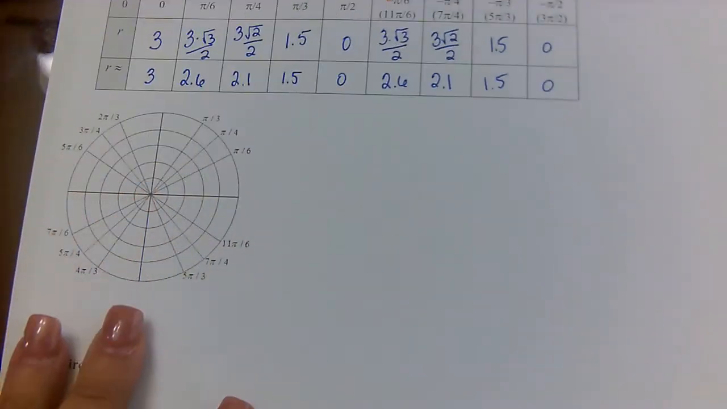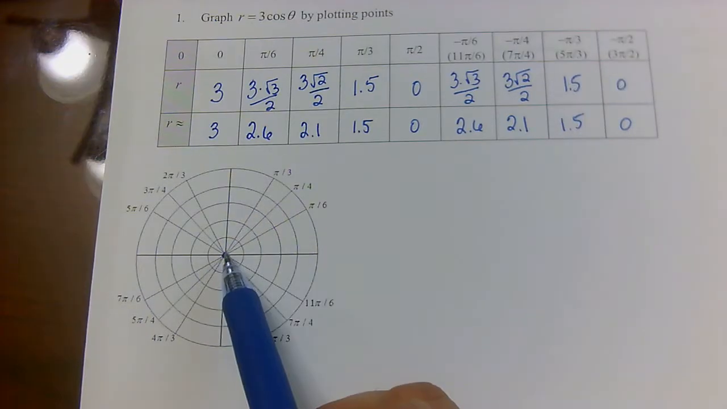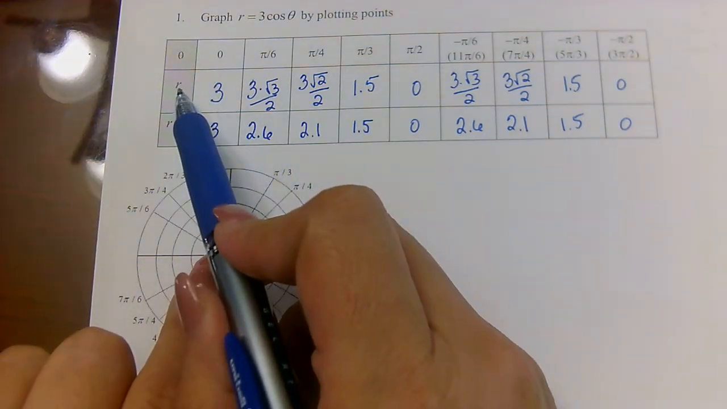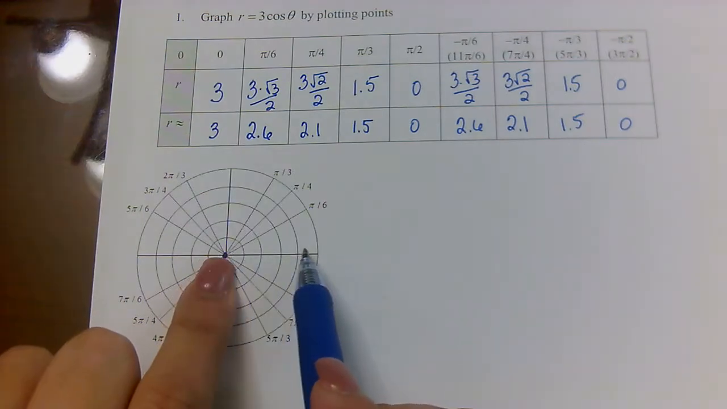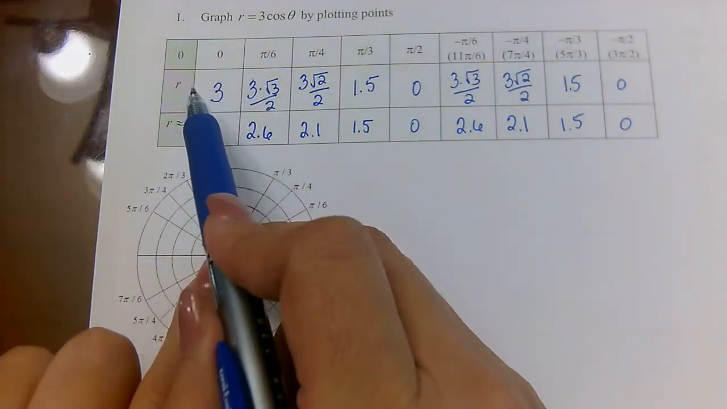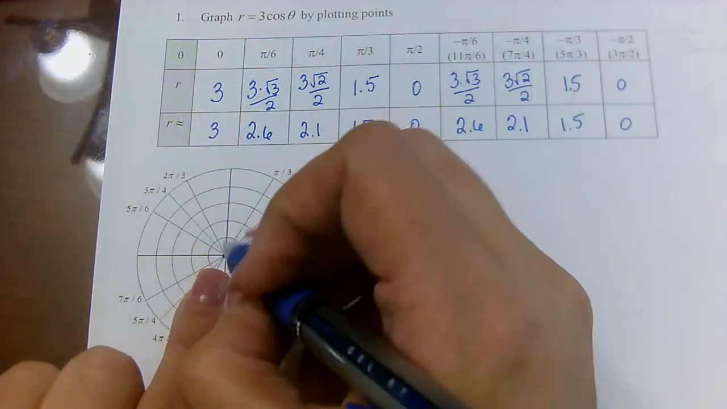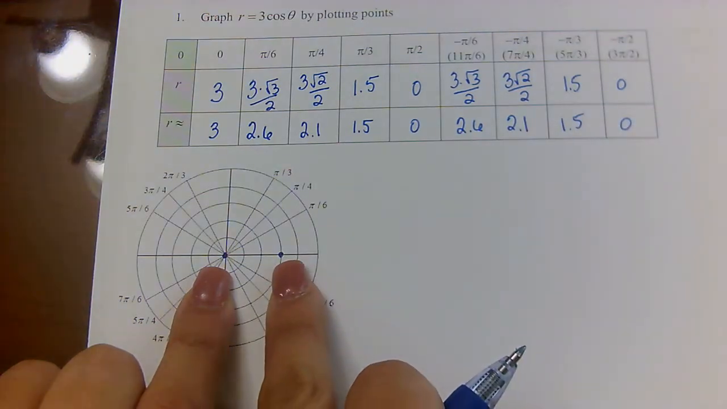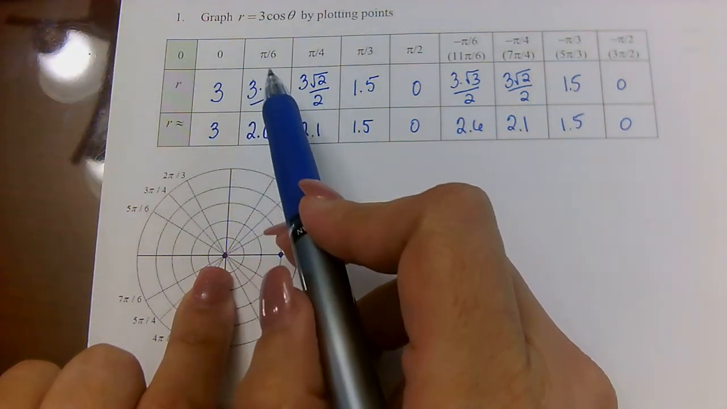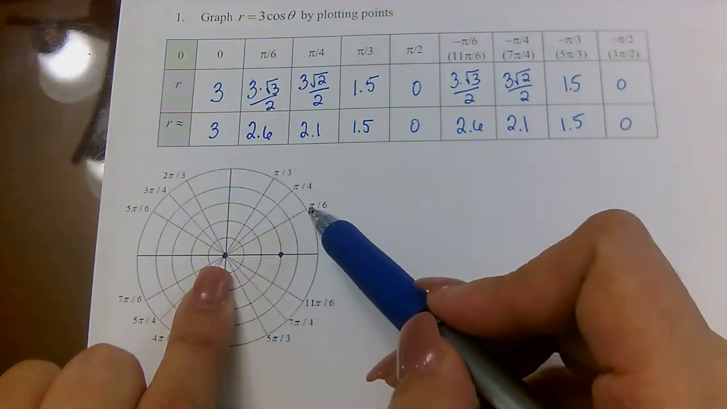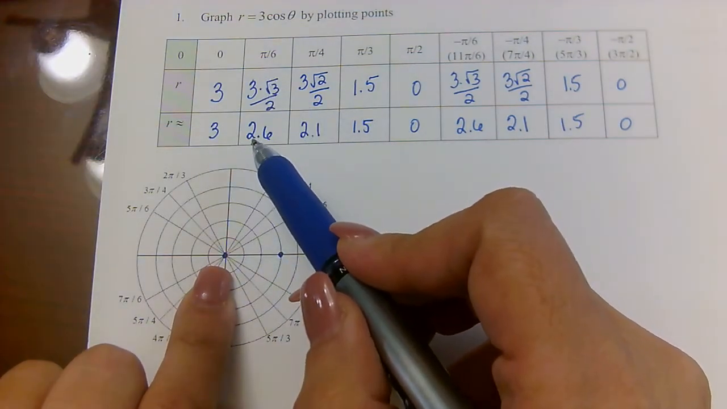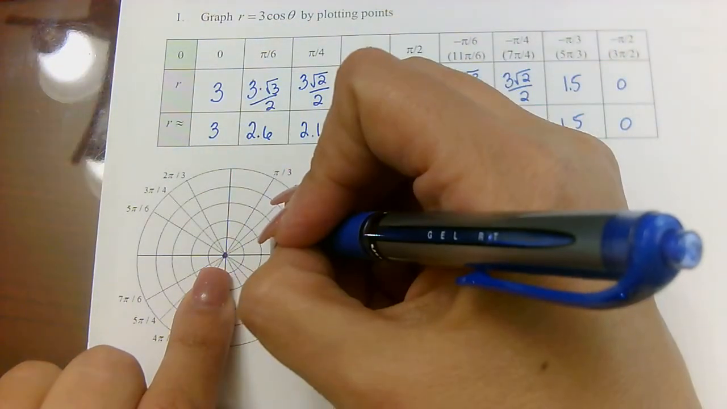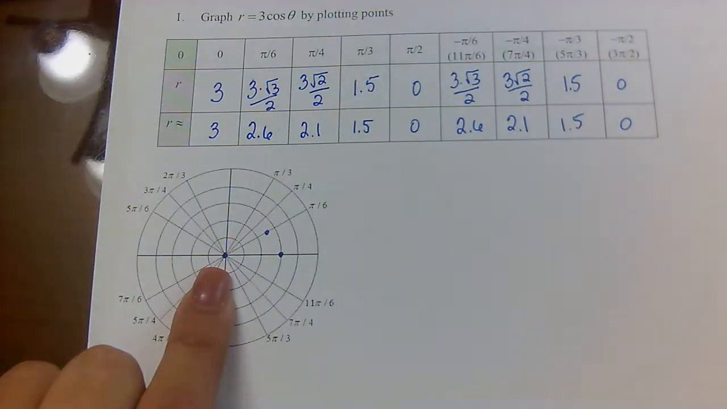All right, let's go ahead and graph this. So right here is going to be our origin. Let's go ahead and plot our first theta. Theta is going to be 0. 0 is located right here, and we're going out r, which is 3. 1, 2, 3. Here's our first point right here. Second point is going to be pi over 6. Here's our pi over 6, and we're going out about 2.6. So here's 1, 2, and a little bit more than half, so maybe about right here.